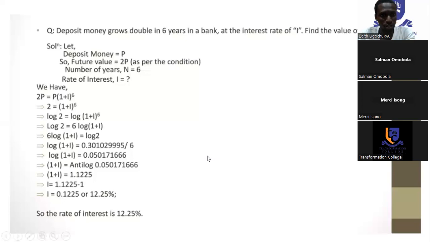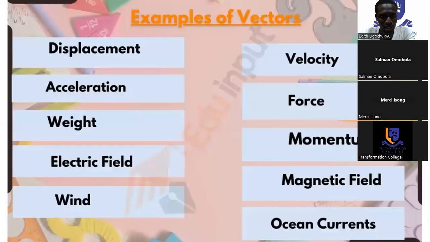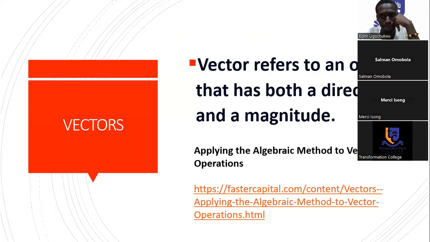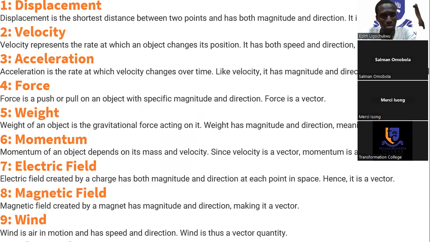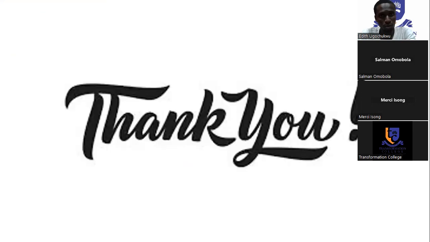So you can see the application of logarithm to business. It has its application to business, like I said every time. Then vector refers to an object that has both direction and magnitude. There's a video under it to watch examples of vector, velocity, force, momentum, wind, and so forth. So these are basic terminologies in vector we should know.